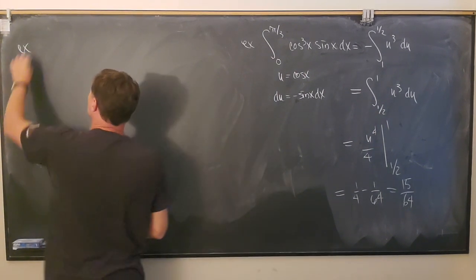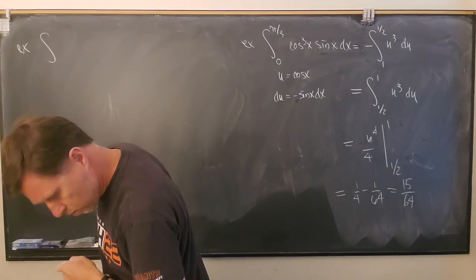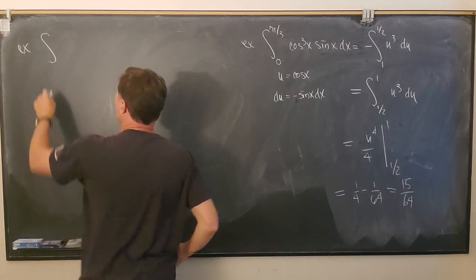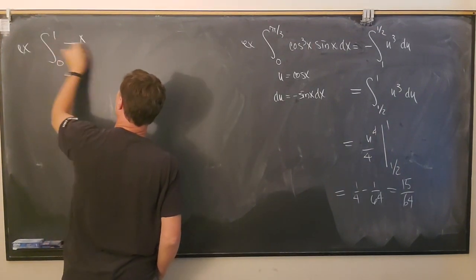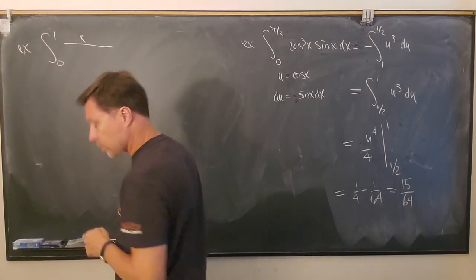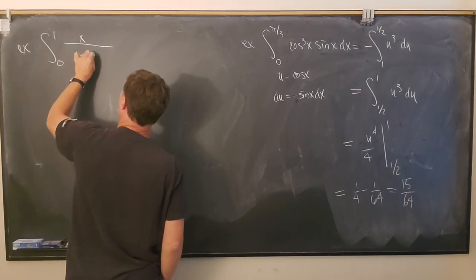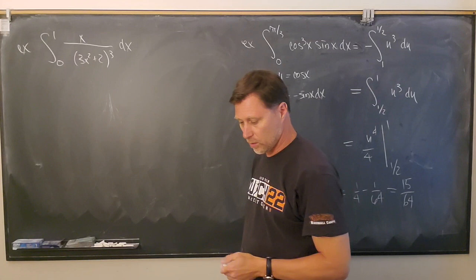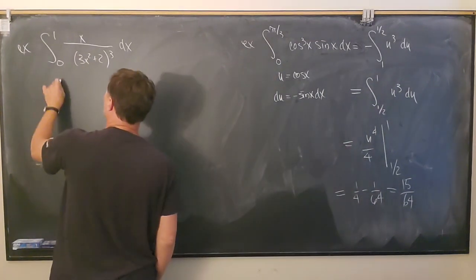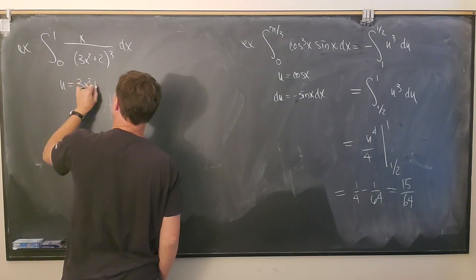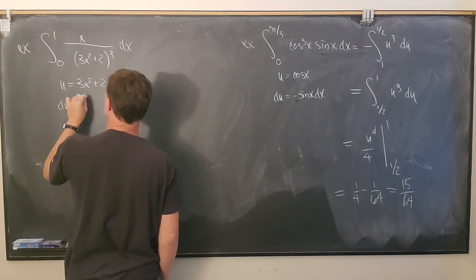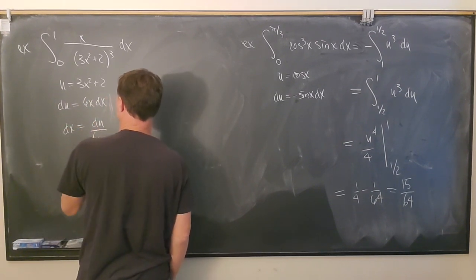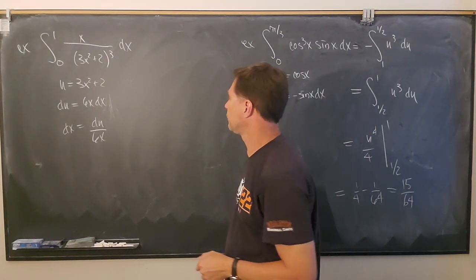Okay, so this is an integral, I didn't put any limits on it, I'm going to put some limits here. Okay, so let's just go 0 to 1. X over 3x squared plus 2 raised to the 3rd power dx. This one's similar to one that we did a little while ago. We let u equal 3x squared plus 2, du equals 6x dx, dx equals du over 6x, right? So there's the substitution setup.